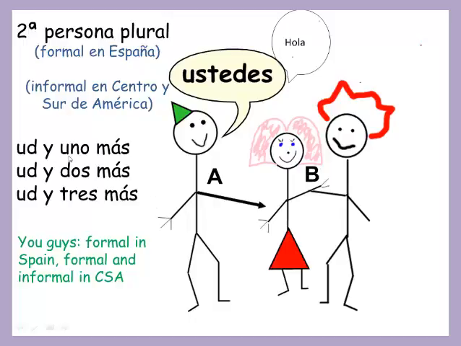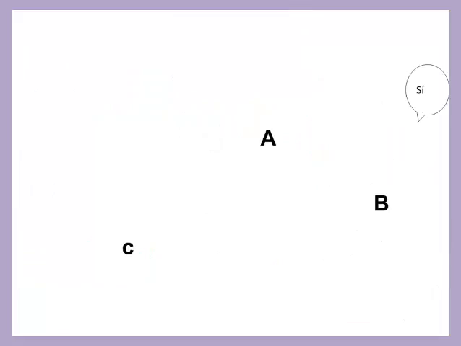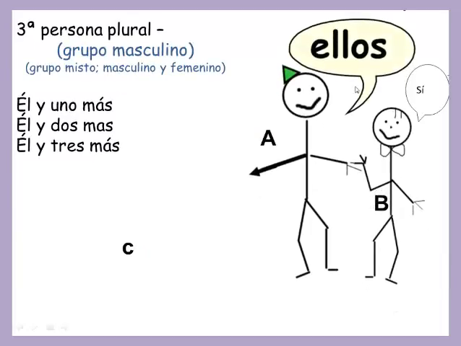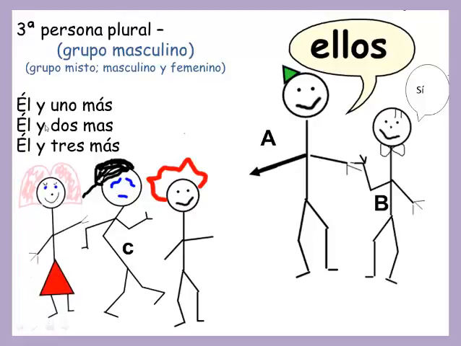So it would be usted and one other person, or usted and two other people, or usted and three other people. There's your group. And let's look at third person plural. Let's look at the masculine form first. So we've got the ellos form, and this is they over here. So it's he and one other person, or he and two other people, or he and three other people, and that would be they.